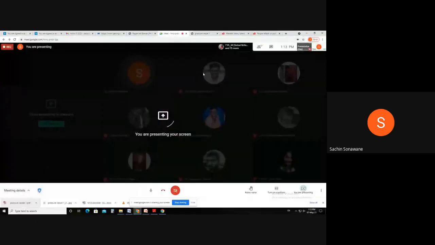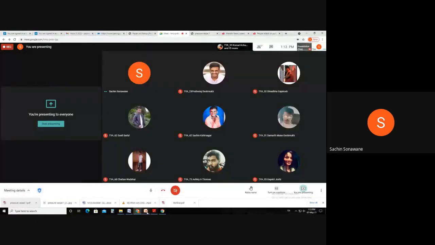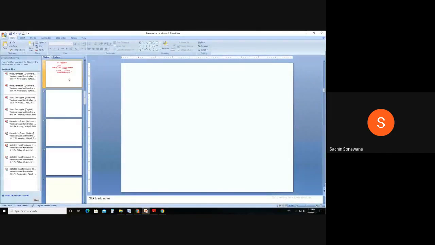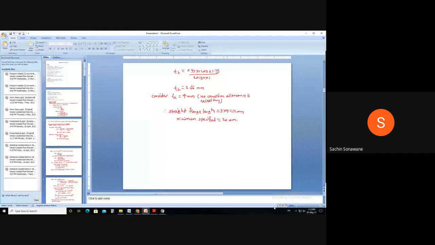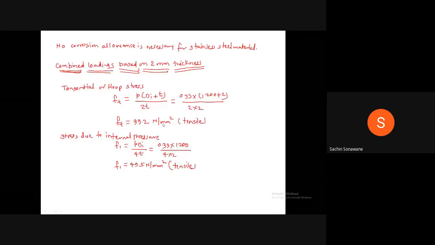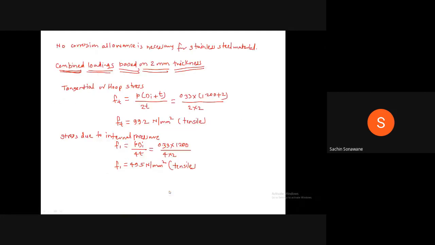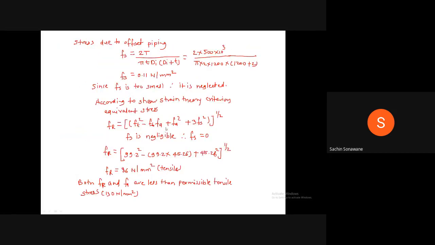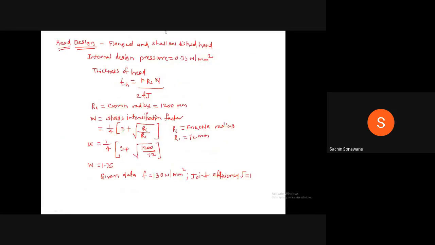Today we will complete this pressure vessel design project. Now, last time I will take an overview. This was our problem: they asked us to design the pressure vessel. Therefore, based on this data we have designed the shell. We have designed the shell thickness. Then we have found out different types of stresses. Then we have designed the head, flanged and shallow dished head.